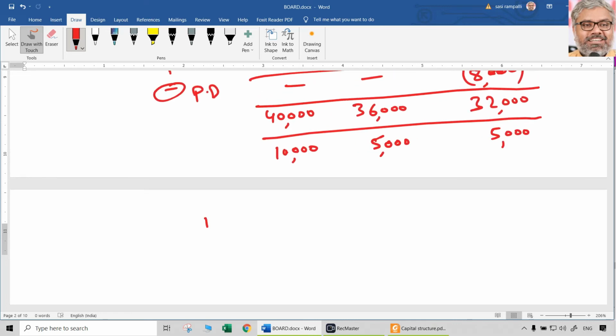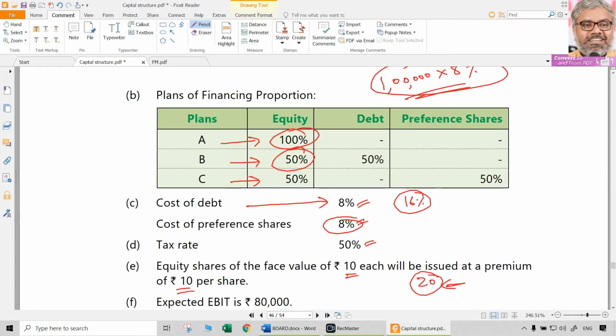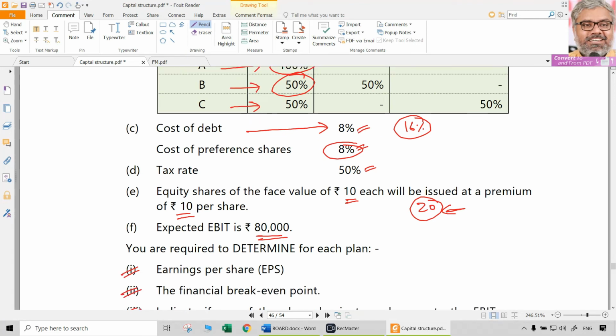Now what is the EPS? That's what is asked. 40,000 by 10,000, 4 rupees. 36,000 divided by 5,000, 7.2. Then 32,000 divided by 5,000, 6.4. That is the EPS, and that is question number 1.